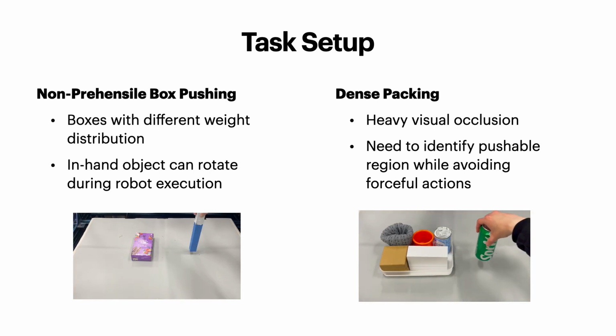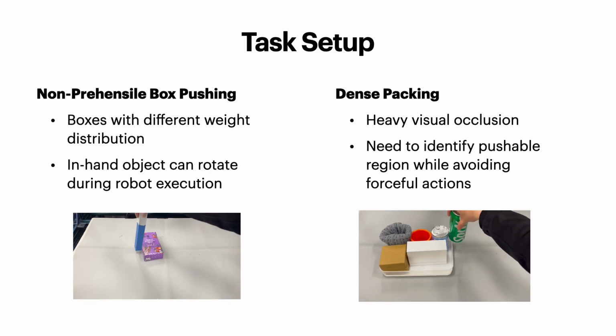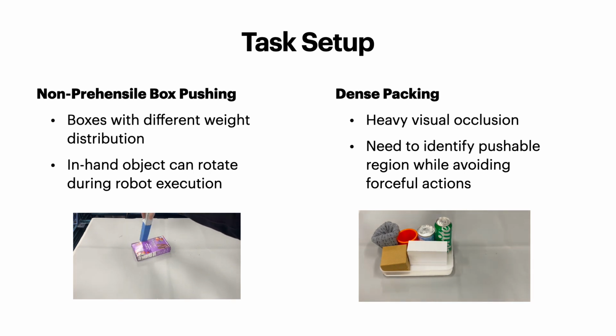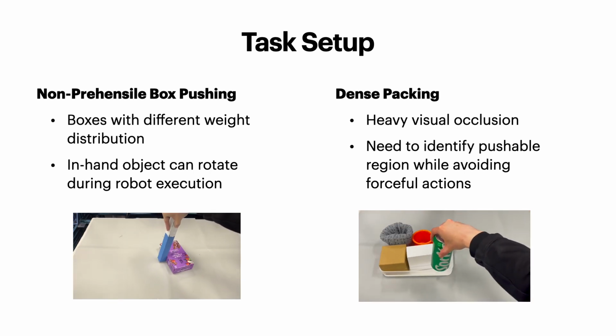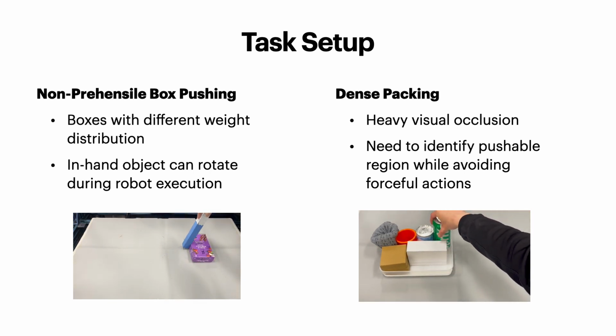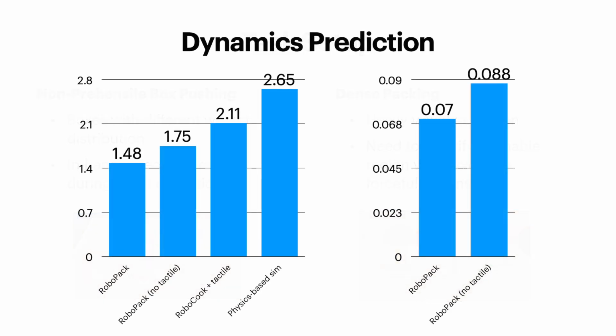The second task is a dense packing task, where there is no visual feedback except for the initial frame due to severe visual occlusion. The challenge is to identify objects that can be squeezed to make space. We present results in dynamics prediction. We show that our integrated state estimation and dynamics prediction framework is better than a vision-only variant of our method, prior work RoboCook, as well as physics-based simulation methods in long-horizon prediction tasks.